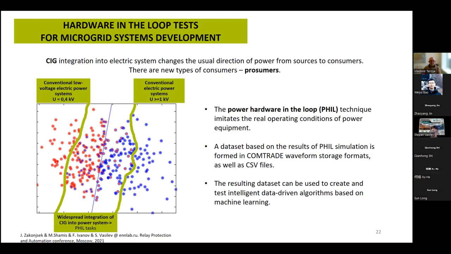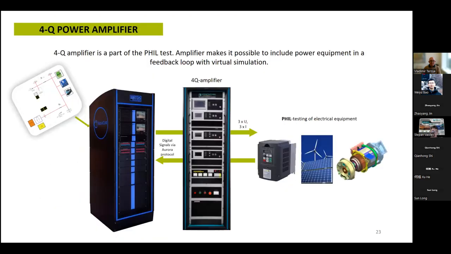Reliability issues for microgrids require careful consideration of normal and emergency operating conditions. The main feature of the power hardware in the loop tests is the four quadrant amplifier. A four quadrant amplifier can operate in all four power quadrants. I mean, it can both give out and absorb power.